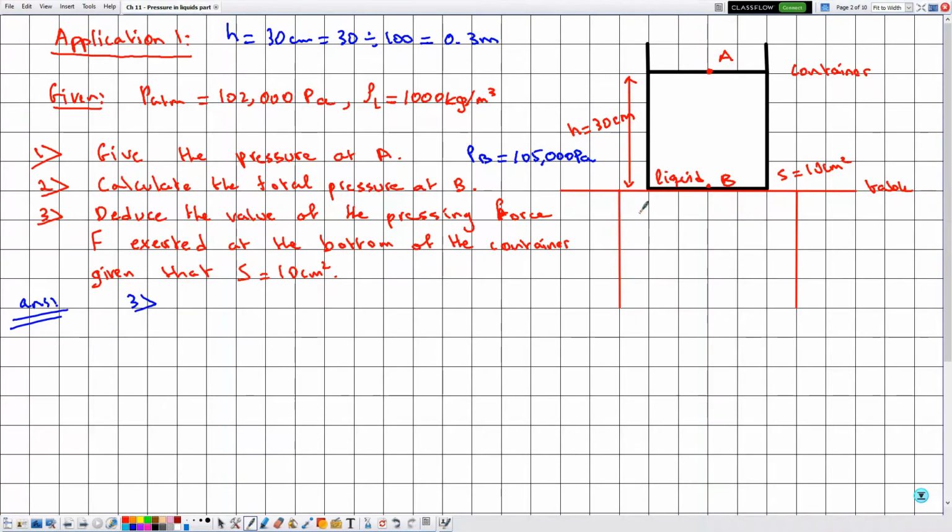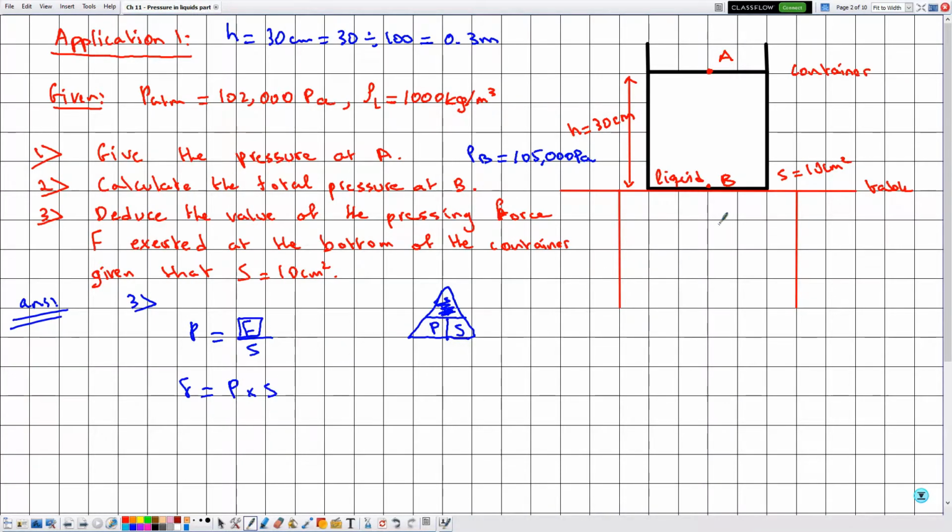So we know that the pressure, the force and the area are related via the following formula, that P is equal to F divided by S. In this case, we are interested in determining the value of F, so constructing the triangle of this formula, because we have a divide, P will be at the bottom with S and F at the top. Putting our hand over F, then the value of the pressing force exerted at the bottom of the container is given by P multiplied by S.